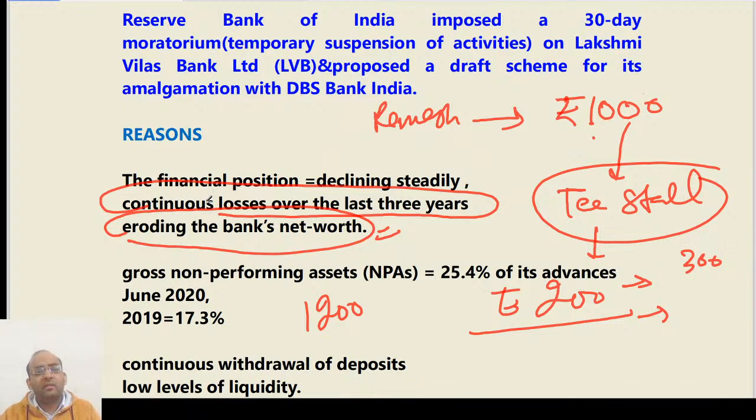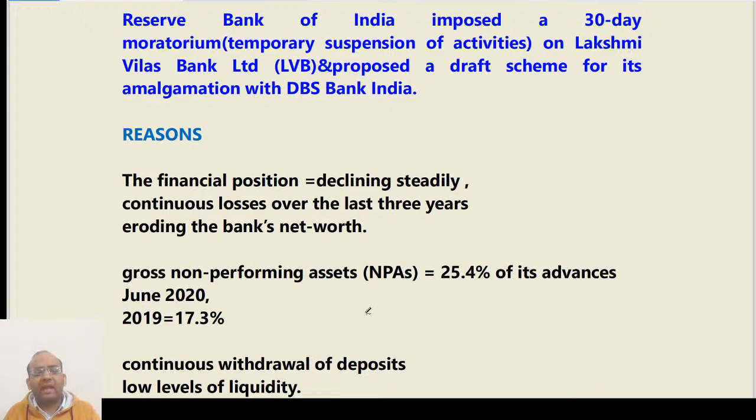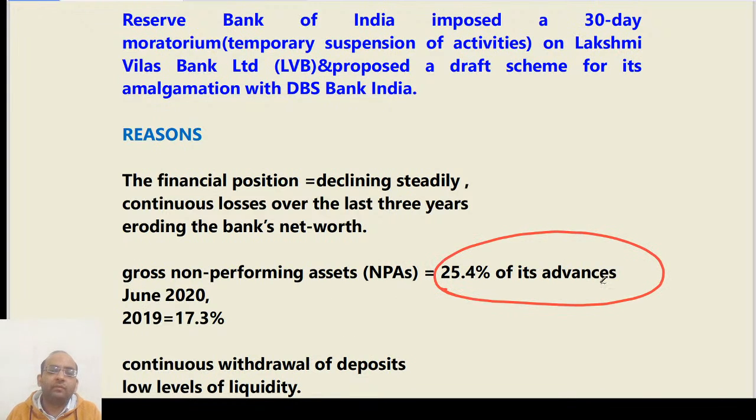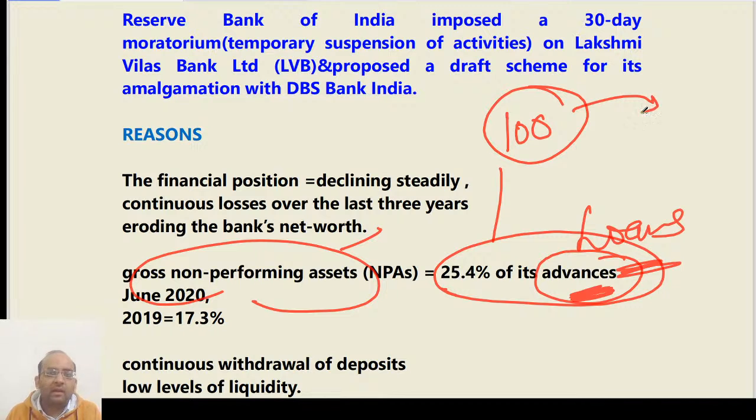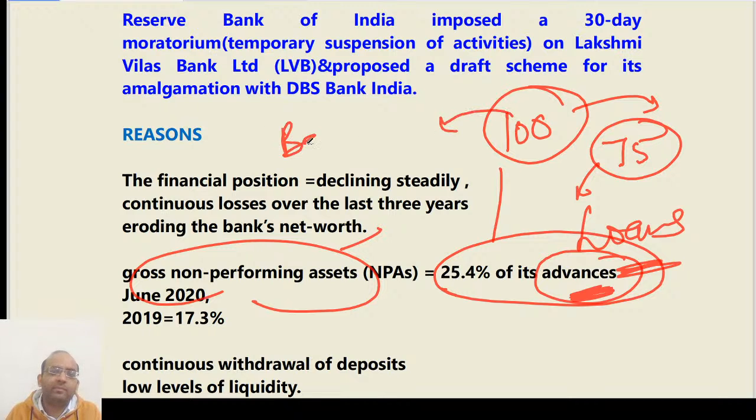Again, why? Because its gross non-performing assets were 25% of its advances. Advances means loans. Whenever this word comes, advances means loans. NPA means the loan money which the bank was not able to recover. So if the bank has given 100 rupees to people, only 75 rupees it was able to recover. 25 become bad debts.